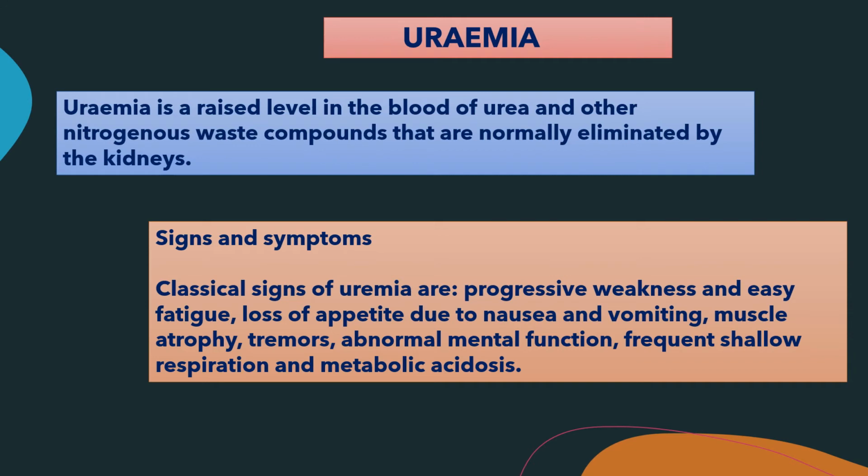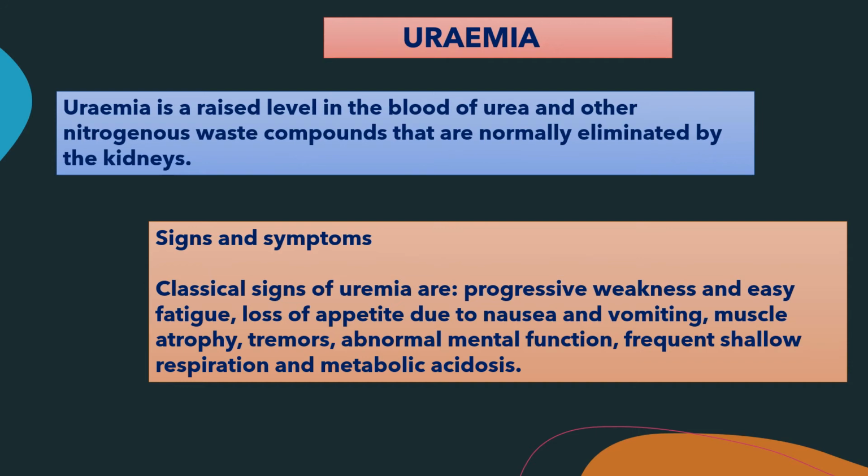What is kidney disorder? Kidney disorders are the diseases of kidneys. The first kidney disorder that I am going to discuss over here is uremia. Uremia is a raised level in the blood of urea and other nitrogenous waste compounds that are normally eliminated by the kidneys. What are the signs and symptoms of uremia?